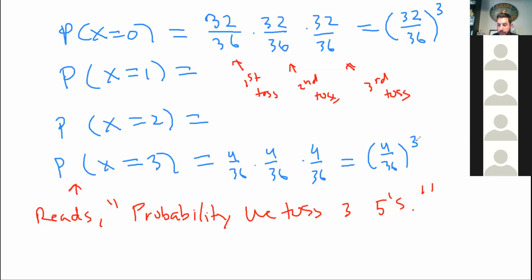Now, let me reiterate, it's not wrong for you to draw out and write out the whole sample space, but that is wasted time if you don't need to.